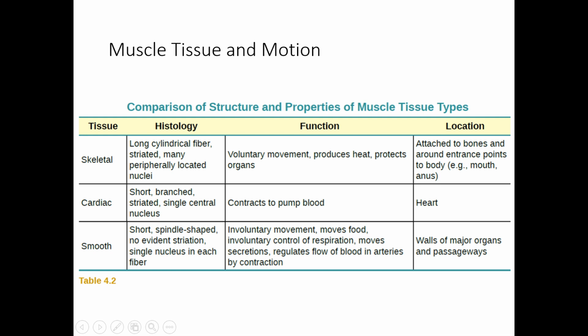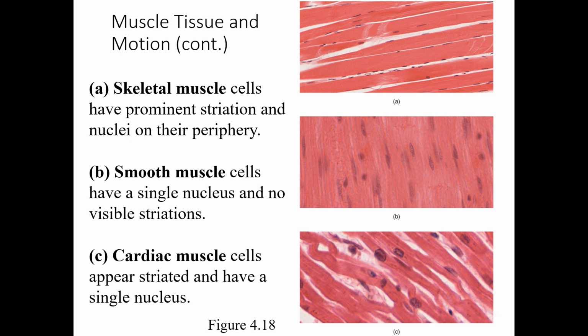Okay, now about structure, we'll talk in the next couple of slides. So that is a picture from your book, and I cannot say that I like this picture. So read the description. Skeletal muscle cells have prominent striation and nuclei on their periphery.